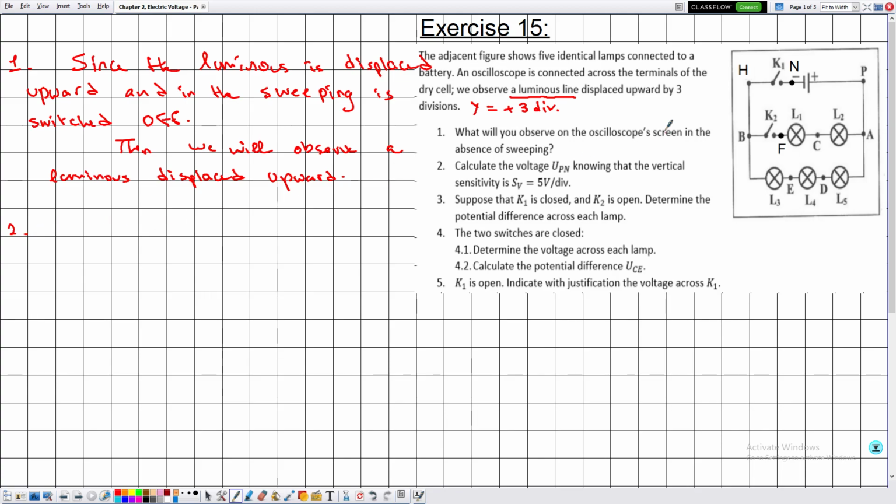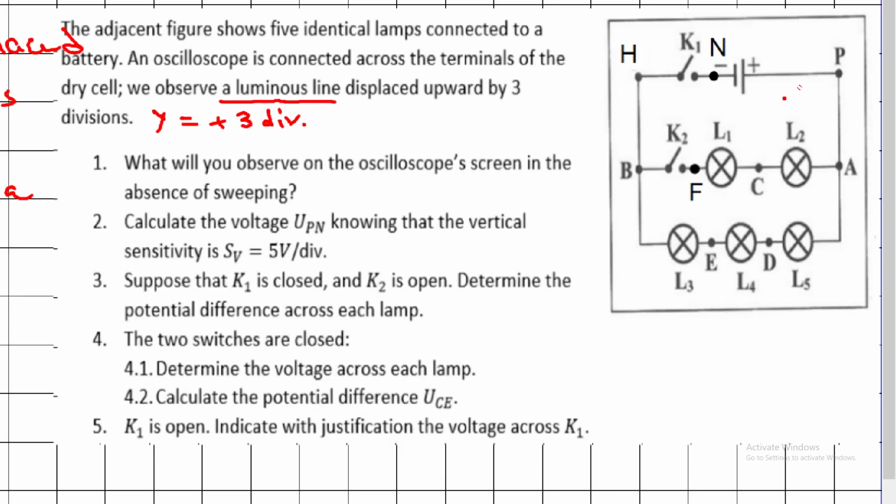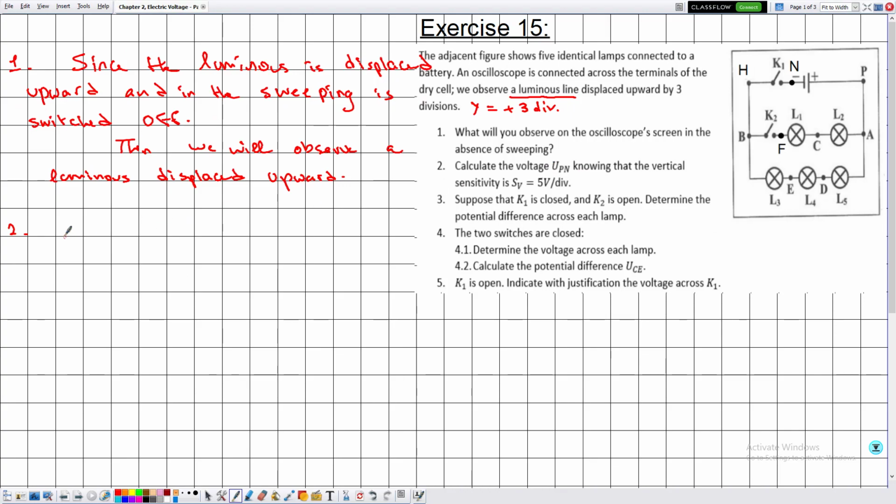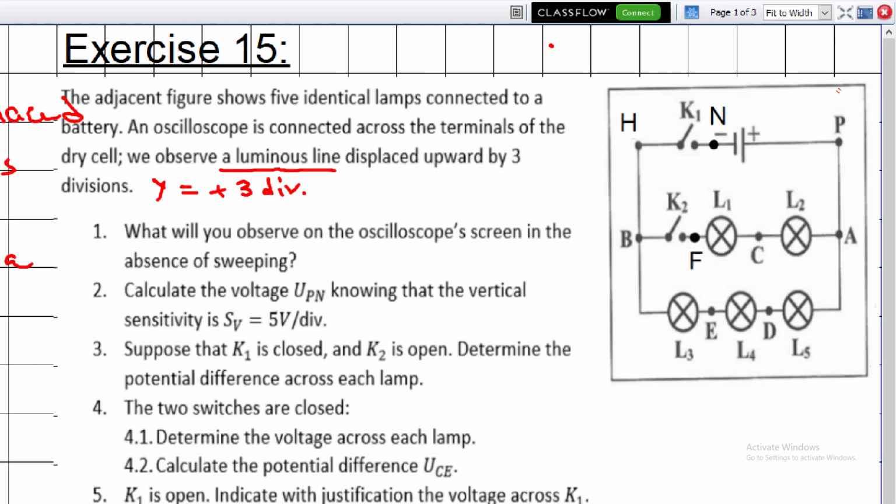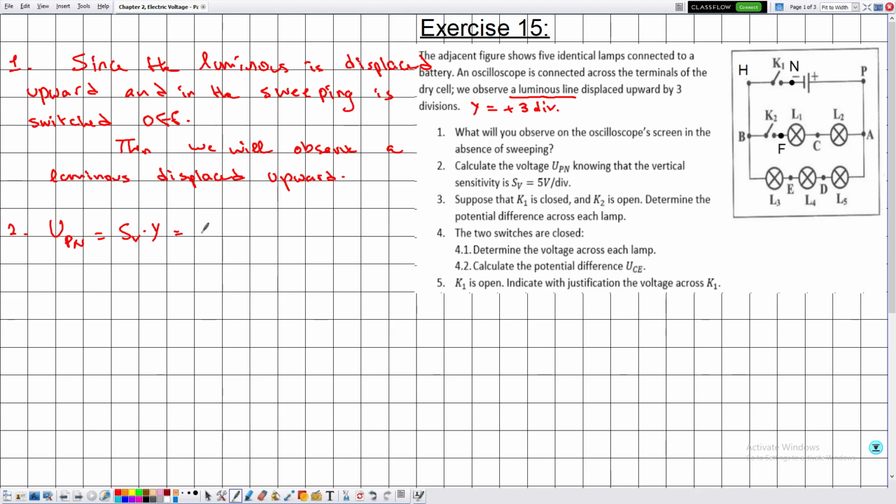Now in number 2, they are telling me calculate the voltage UPN, knowing that the vertical sensitivity SV is equal to 5 volts per division. So notice that here the oscilloscope can either measure UPN or UNP, knowing that UPN is positive and UNP is negative, and the luminous line is displaced upward, so it's measuring a positive voltage, which means UPN. So the value of SV is given by 5 and the value of Y is positive 3, so it's given by 15 volts. Then in this case UPN is equal to 15 volts.